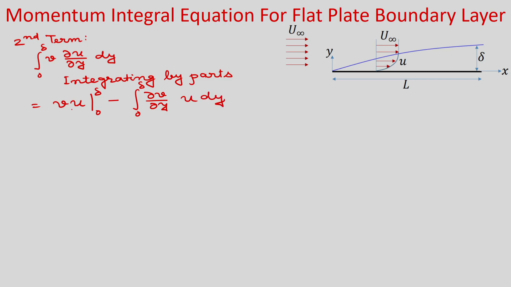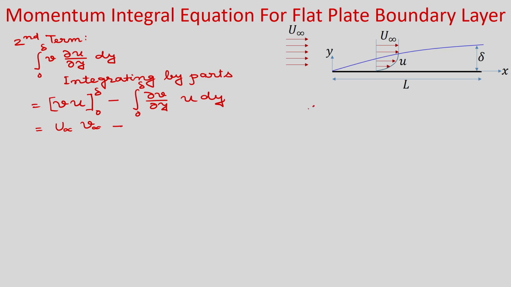Okay. So, here you see v u, limits 0 to delta. So, at y is equal to 0, obviously velocities are 0. So, this will become 0, and at y is equal to delta, you can see that we have free stream velocity u infinity, but v is unknown. So, we will write u infinity v infinity is to be determined, minus, so you can see ∂v/∂y.